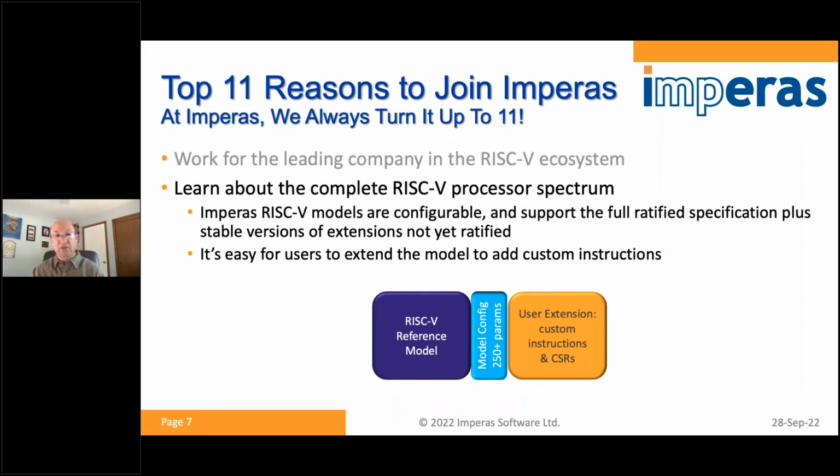Second reason is learning about the complete RISC-V processor spectrum. The Imperas RISC-V models are configurable and support the full ratified specification plus stable versions of the other extensions. It's easy for users to extend the model to add custom instructions. So you're not going to see RISC-V just from one vendor's perspective or one company's perspective. With that customer list, with that list of partners, you're going to see the full spectrum of RISC-V implementations.